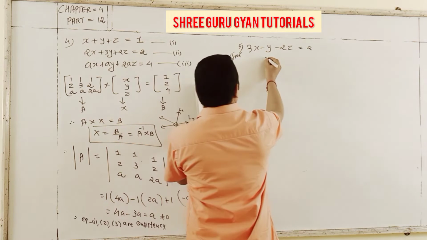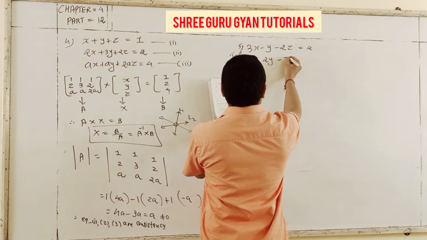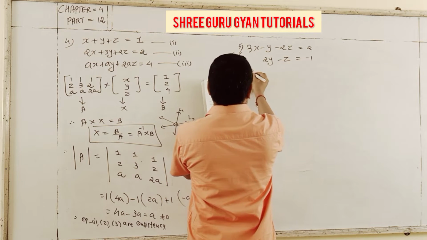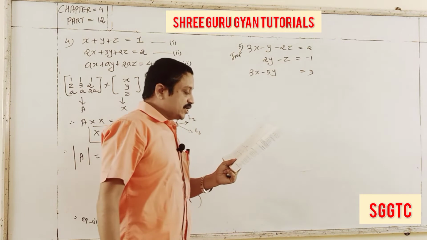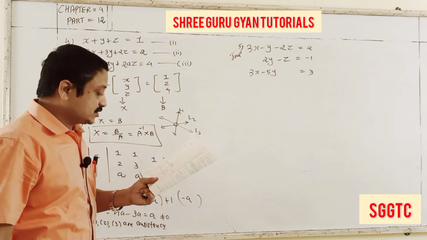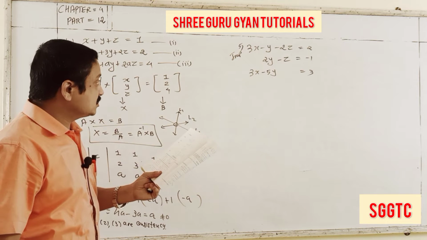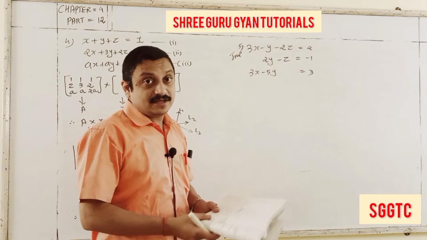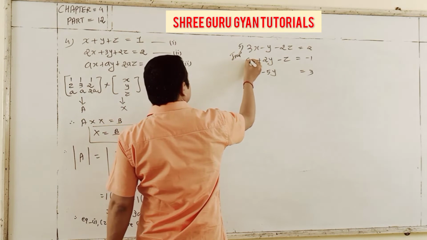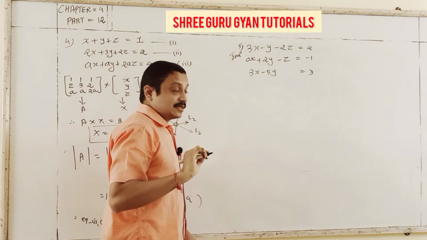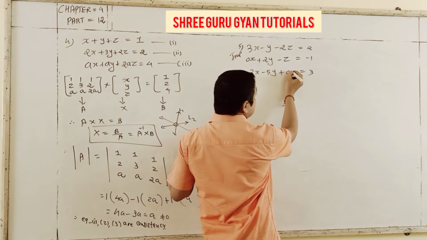Now here 2y minus z is 1, and 3x minus 5y is 3. Students, just to check: 3x minus y minus 2z is 2, 2y minus z is 1, and 3x minus 5y is 3. Here one term is missing, not given, so that's why I write down 0x. And here also not given, so it is 0z.